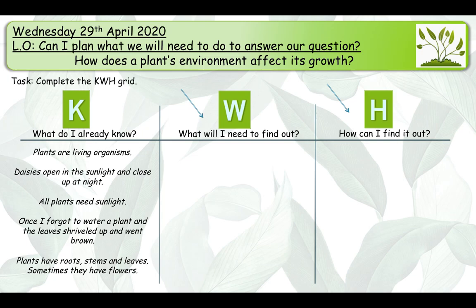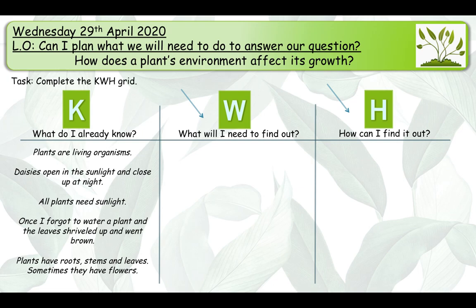So yesterday you gave me some brilliant ideas of what you already know about plants, the environment, and how the environment affects a plant's growth. You gave me some fantastic answers and I've written some examples here in the K part of my KWH grid. For example, some of you said that plants are living organisms, that daisies open up in the sunlight and close at night, that all plants need sunlight.